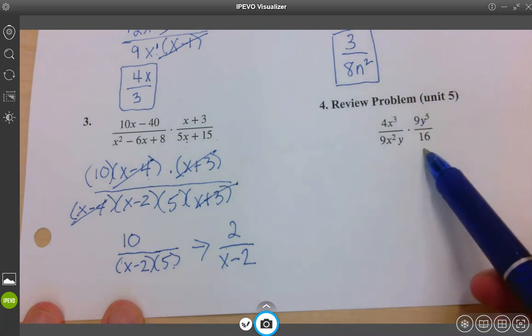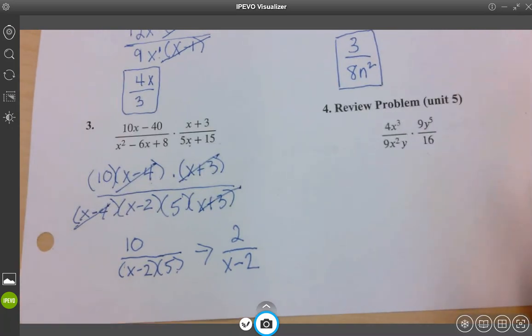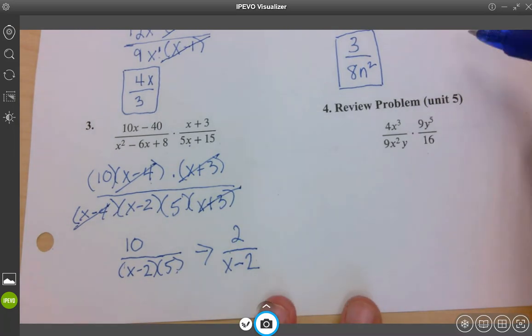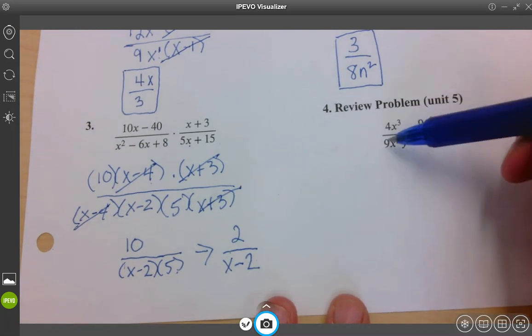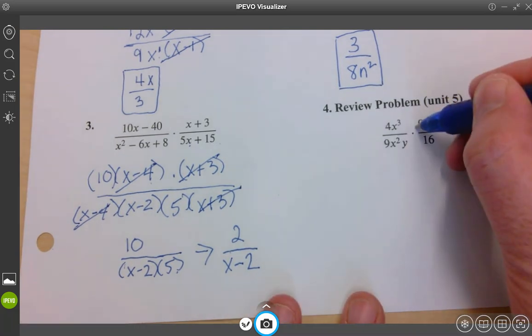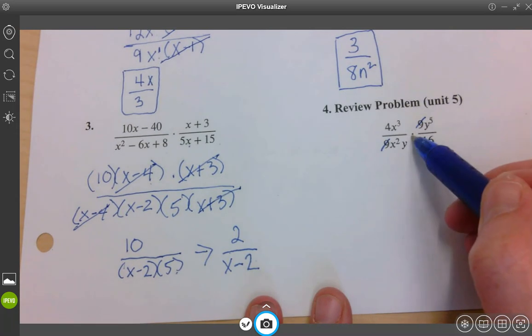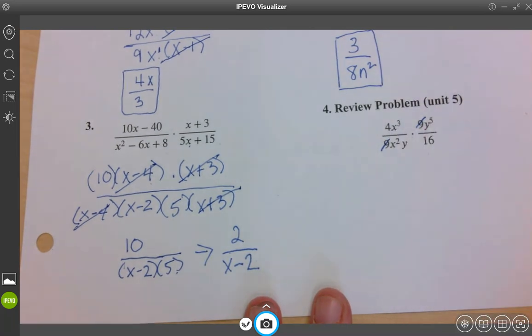All right, try number 4. Number 4 is kind of like your warm-up problem. So try number 4. Look, guys. If you multiply these, you're going to get 36 over 144, and then you have to simplify that fraction, right? It would be a little bit simpler just to cancel out the 9's right here, wouldn't it? You can, because, see, there everything's being multiplied, so I can just do that.